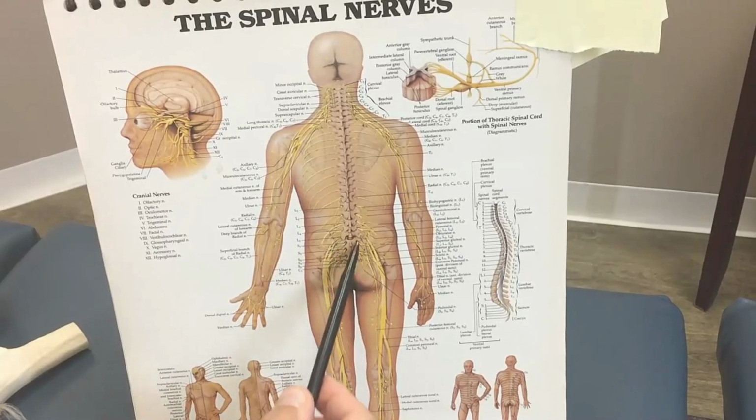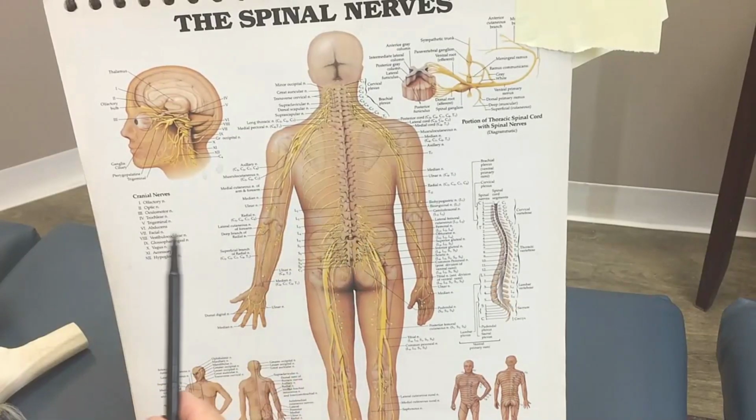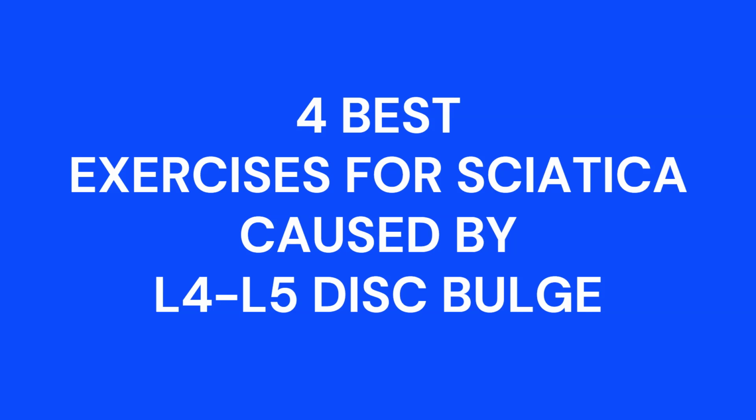Lots of structures are irritated in the lower back region and the muscles of the buttock region and this big nerve that goes into the leg. So let me show you these exercises that can help relieve the sciatic nerve that's coming from either a disc bulge at L4-L5 or L5-S1.